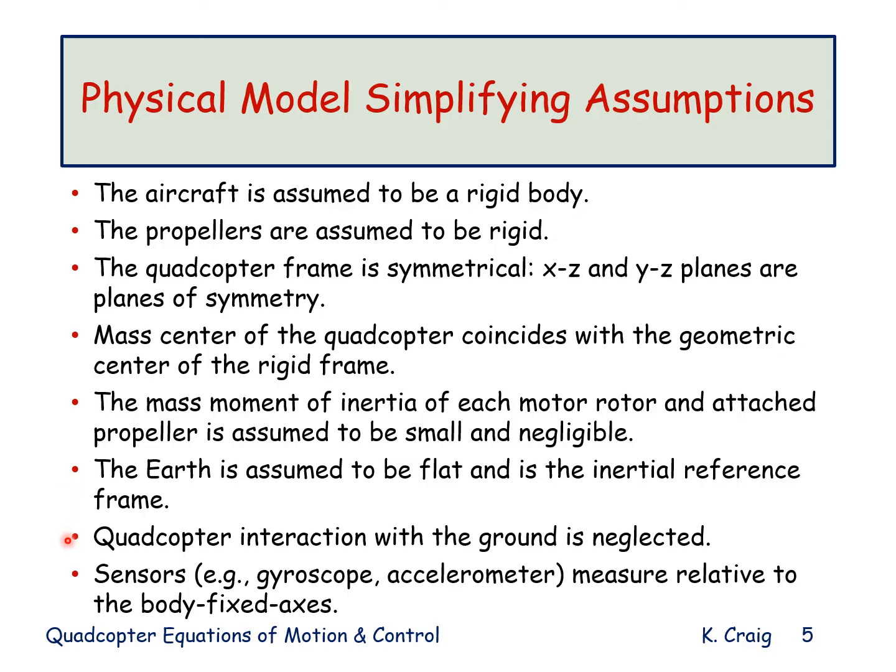Quadcopter interaction with the ground is neglected, and the sensors, the inertial measurement unit, which consists of 3 gyroscopes and 3 accelerometers, measure relative to the body-fixed axes.